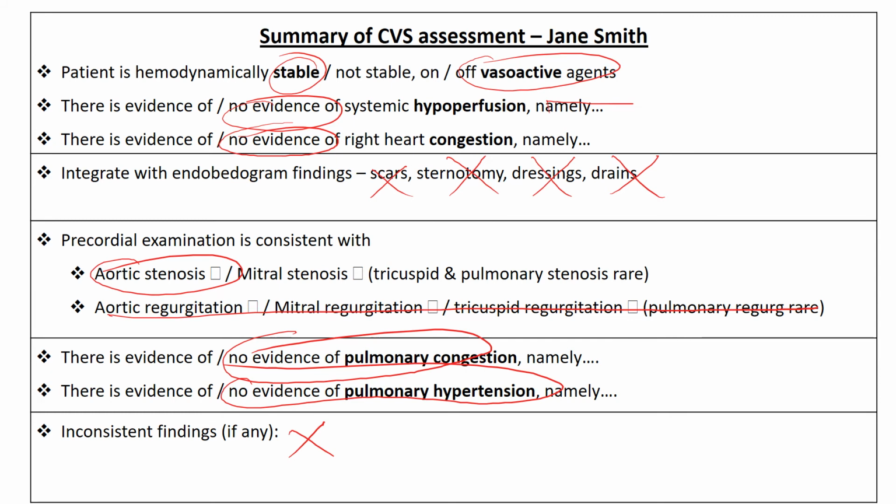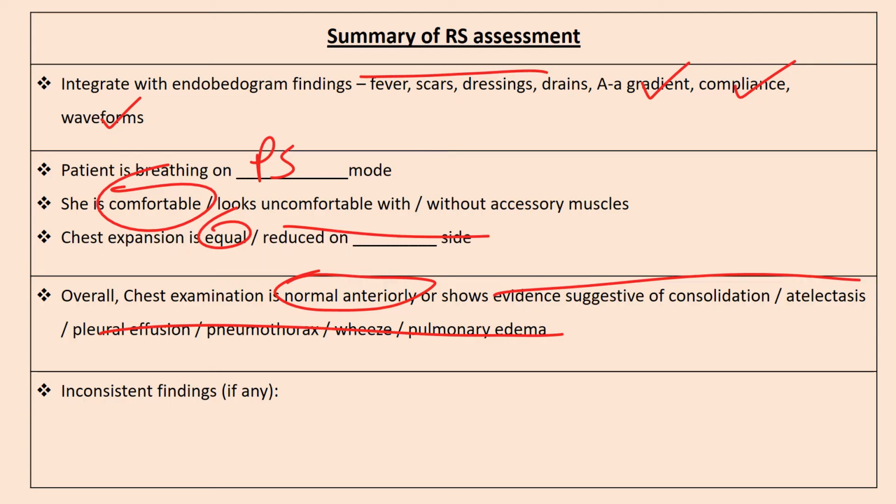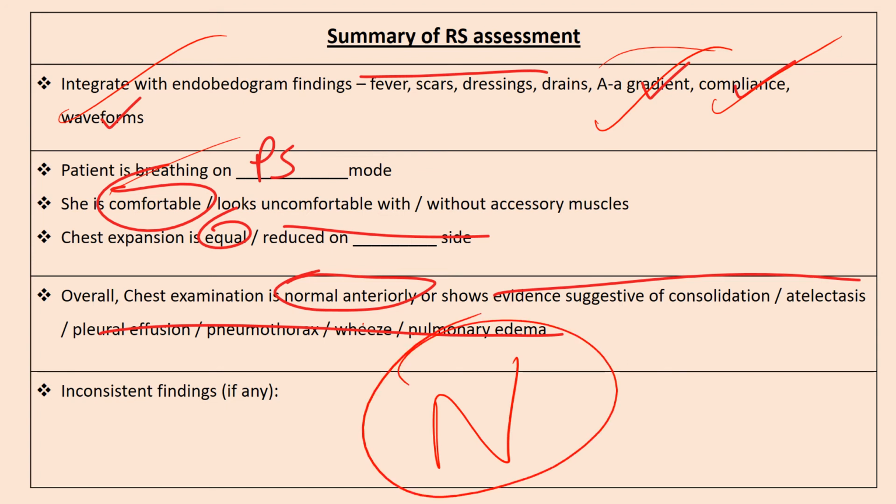So what does this mean? It means as I'm actually doing this, I will have to say the patient is stable except for the heart rate of 120 without any evidence of shock or right heart congestion, but she has an aortic stenosis murmur, okay, but there is no evidence of pulmonary edema, pulmonary congestion, or pulmonary hypertension. RS, respiratory system, okay, there is no A gradient, compliance is excellent, waveforms are excellent, she's breathing beautifully without any major problems, chest examination is normal anteriorly, therefore my conclusion from the respiratory exam is that it's rather normal.